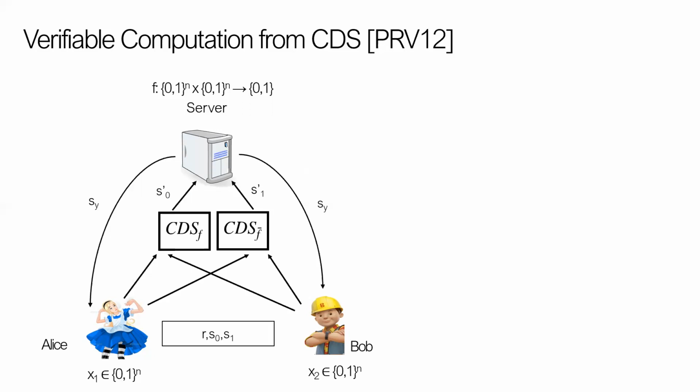When given two CDS schemes for F and F bar, one can construct such a verifiable scheme by having the clients forward to the server the encoding of their inputs within this CDS scheme. The server then replies with the decoded messages. Then from the secrecy of the underlying CDS, the server should not extract both secrets. Also, if the secret is sufficiently random, then the server will only be able to guess the other secret with negligible probability.